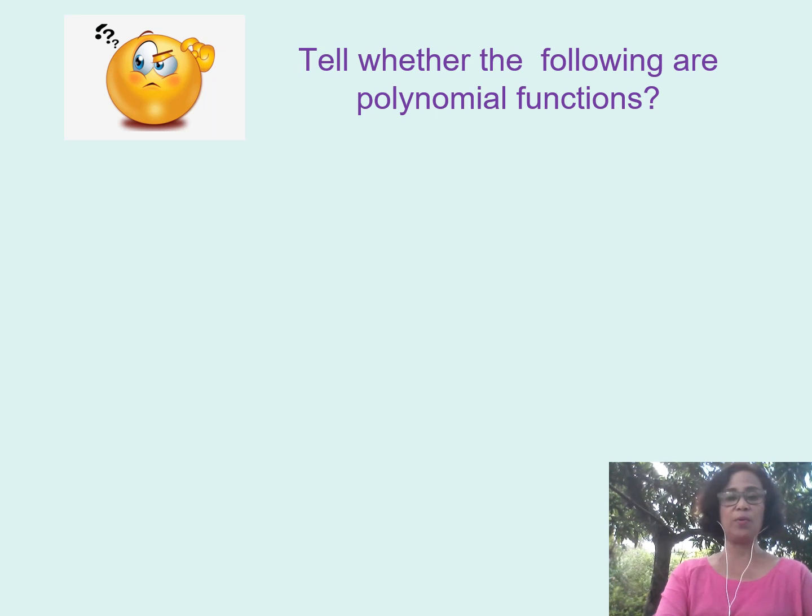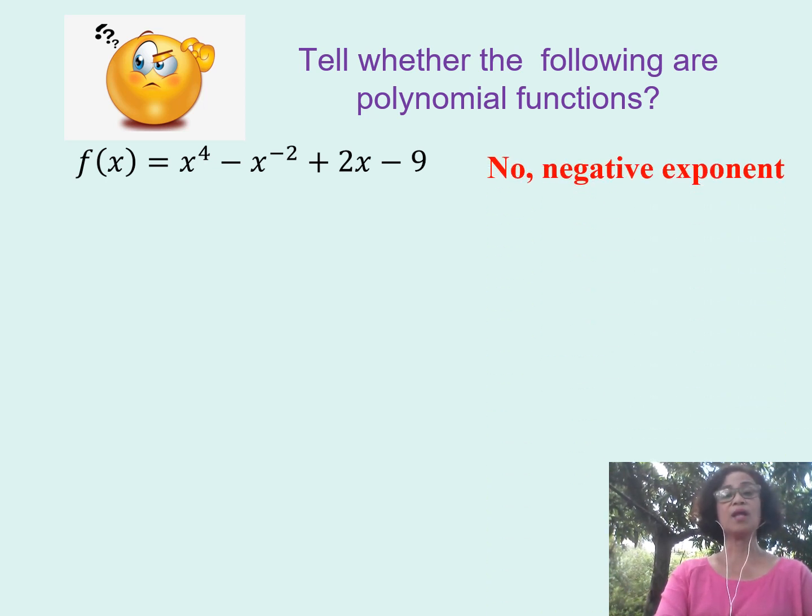Tell whether the following are polynomial functions. f(x) = x^4 - x^-2 + 2x - 9. Is it a polynomial function? No, since the second term bears a negative exponent.